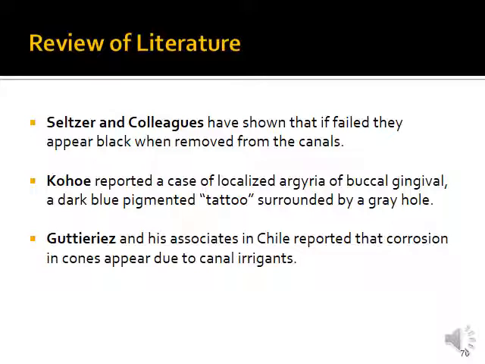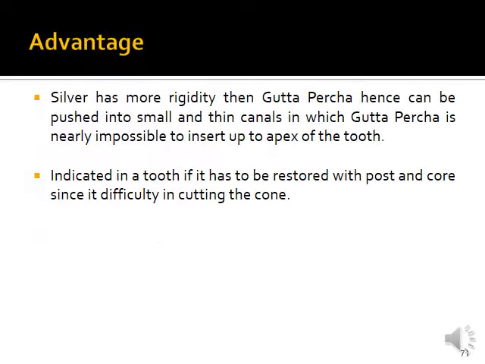Filtration. Seltzer and colleagues have shown that if they fail, they appear black when removed from the canals. Cohen reported a case of localized argyria of the buccal gingiva, a dark blue pigmented tattoo surrounded by a gray hole. Gutierrez and his associates in Chile reported that corrosion in cones appeared due to canal irrigant. Advantage: it has more rigidity than gutta percha, hence can be pushed into smaller and thin canals in which gutta percha is nearly impossible to insert.